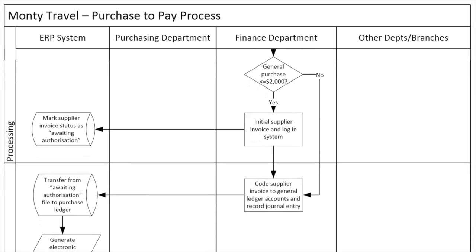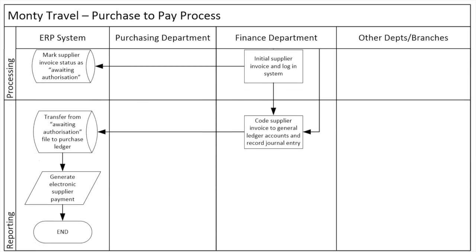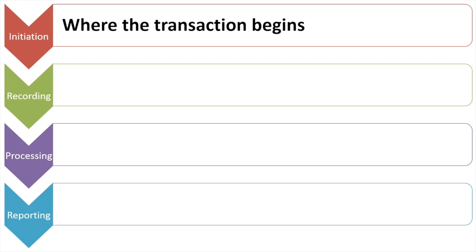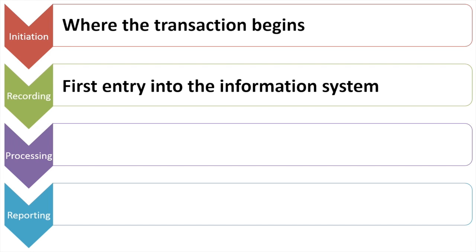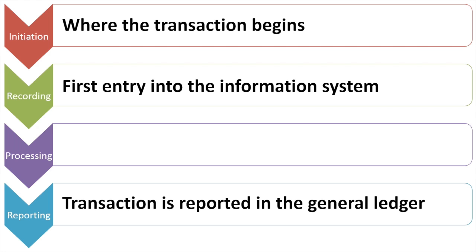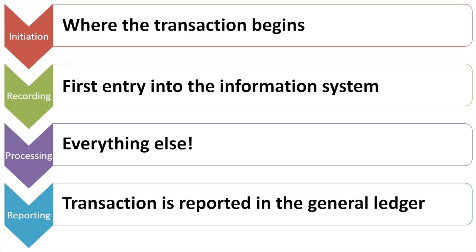Congrats! You've just finished understanding Monty Travel's purchase to pay process. Hopefully, you're now more comfortable with the 4 phases of a process. Just remember, initiation is where the transaction begins, recording is when the transaction first gets into the system, and reporting is when the transaction is reported into the general ledger. Everything else is processing. That's a wrap on understanding the process.